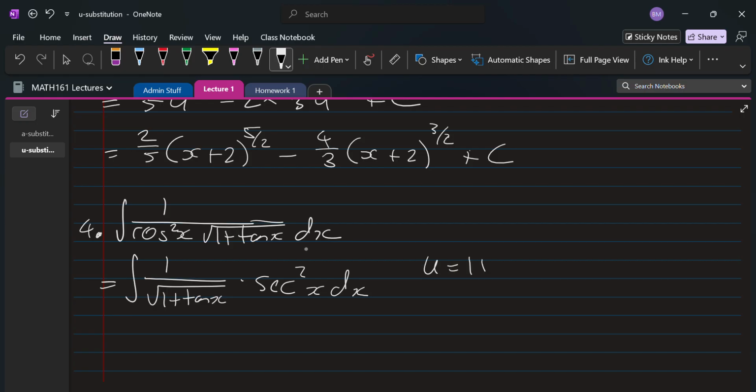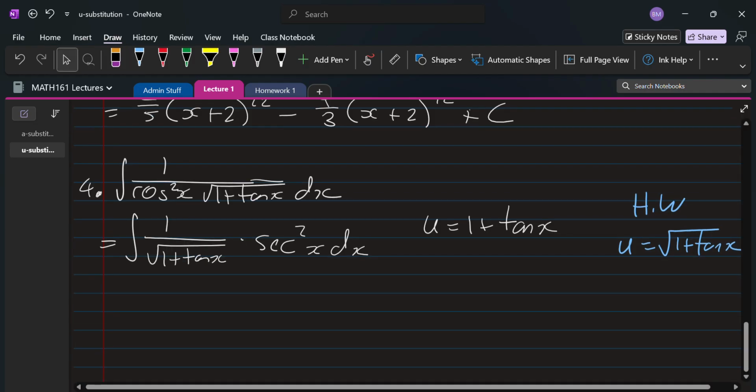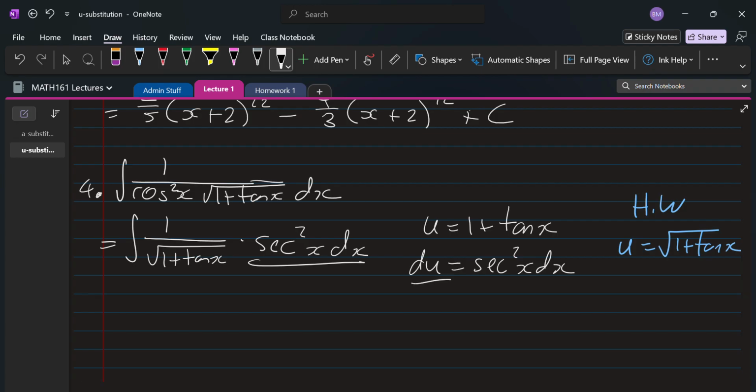So u equals 1 plus tan x, and just a little note here, homework, u equals the root of 1 plus tan x. You'll get the same answer. It's just the du part is a little bit different. But please do try that for homework. We know this already. Derivative of tan, that's going to be sec squared. So all of this gets replaced with this, and then that just becomes 1 over root u. So that's the integral 1 over root u du.